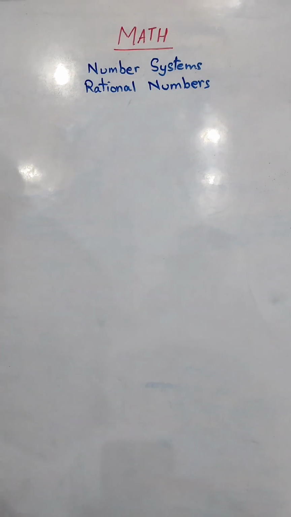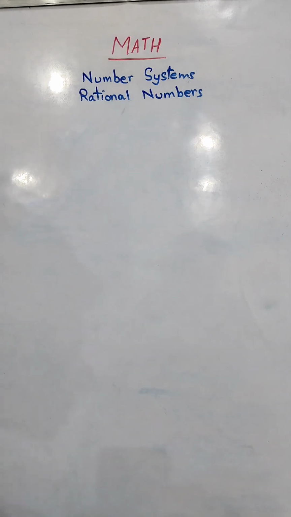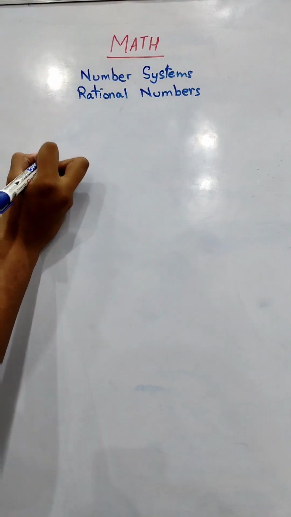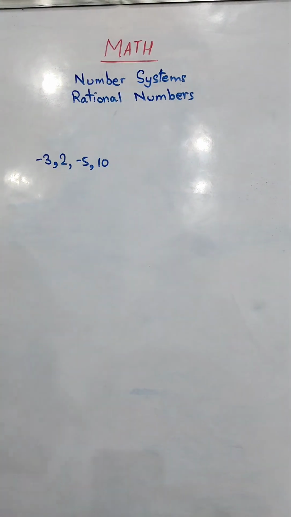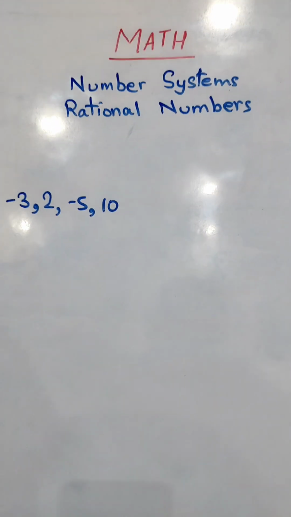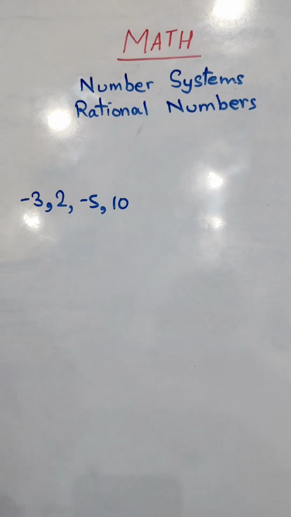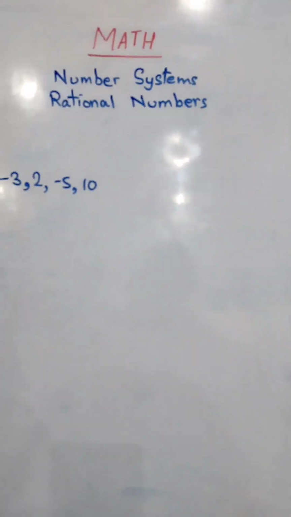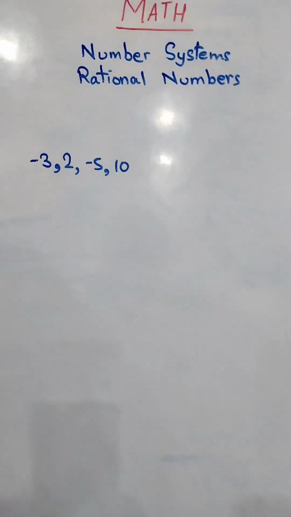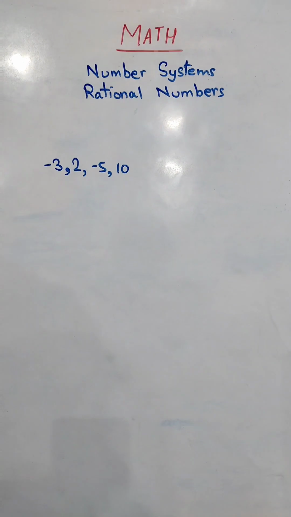So now let's take some examples of integers first. If you remember, I'll take the same examples that we took last time, which were -3, 2, -5, and 10. These were some common examples that we took last video where we understood about integers. This time these are also rational numbers, as rational numbers consist of integers. So all these four numbers are also a part of rational numbers.